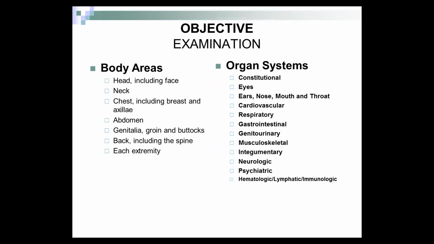The objective part is the examination. Depending on the level that you're coding, that could be defined only by organ systems, or it could also include body areas. The organ systems are constitutional, eyes, ears, nose, mouth, and throat, cardiovascular, respiratory, gastrointestinal, genitourinary, musculoskeletal, integumentary, neurologic, psychiatric, and hematologic, lymphatic, and immunologic. The body areas include the head, including the face, the neck, the chest, including the breast and axillae, the abdomen, genitalia, groin, and buttocks, the back, including the spine, and each extremity.